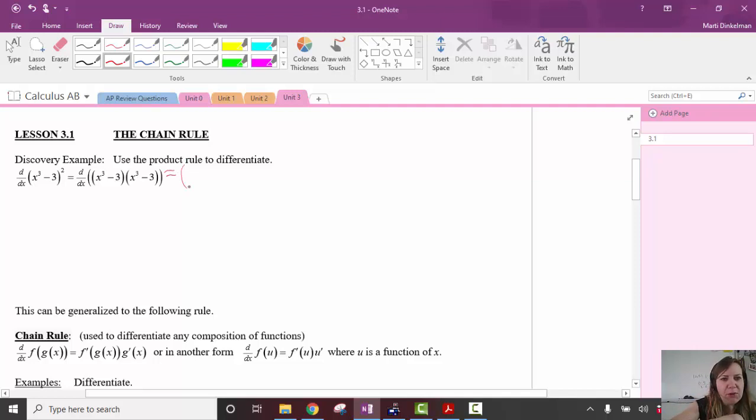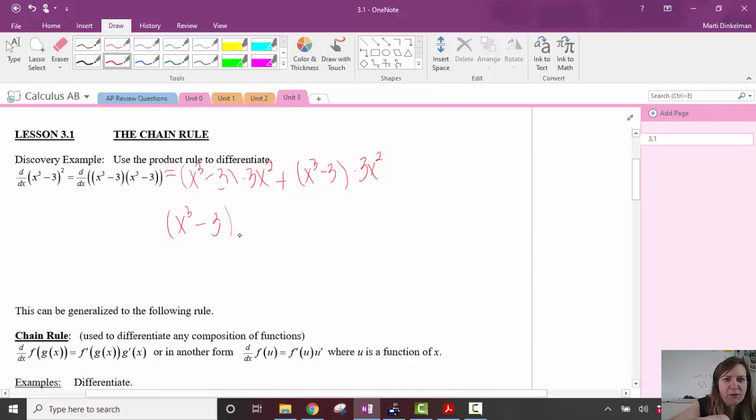So for product rule, remember we go first times the derivative of the second plus second times the derivative of the first. And there's a couple things we could do here, like we can factor out really the x cubed minus 3. I think this is the easiest way for me to think about it, at least. I know we could factor out the other way as well.